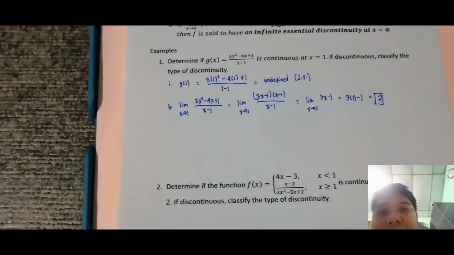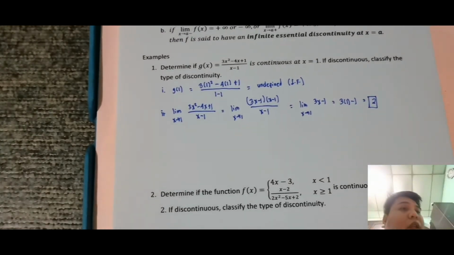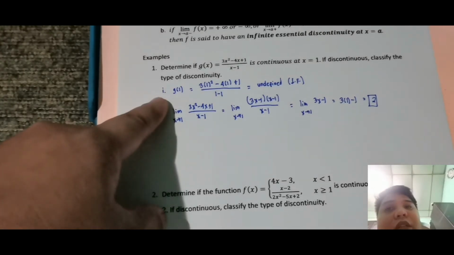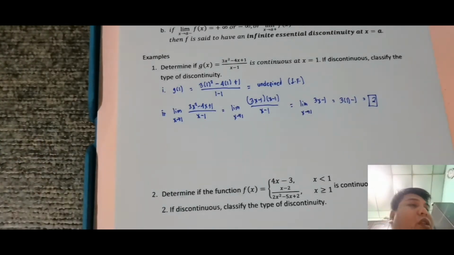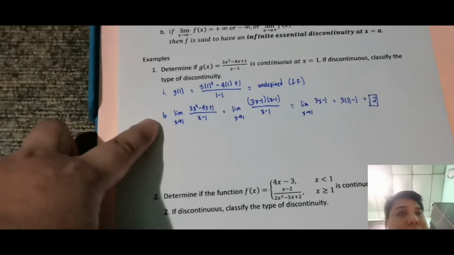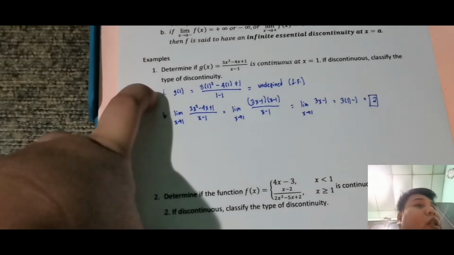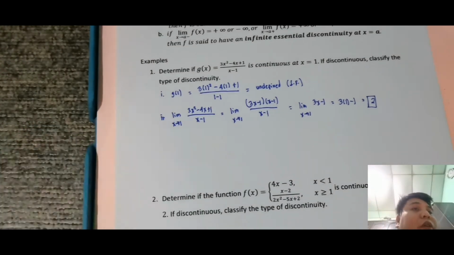Okay, then lastly, since nag-exist yung kanyang limit, obviously hindi ko na kailangan ilagay yung test 3 kasi wala naman sagot sa test 3. Tama, kasi hindi ko naman pwede sabihin na undefined is not equal to 2. Hindi ko naman pwede i-conclude ng ganun. Ang pinapa-classify kasi is discontinuity. Nag-exist yung limit, but g of 1 is undefined. Okay? Therefore, g is removable discontinuity at x is equal to 1.